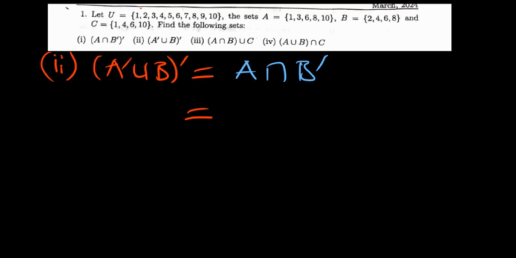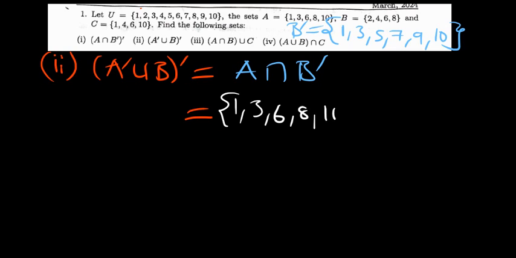But anyway, for now, let's use the same move. Now that we've simplified, we have A intersection B complement. We already have our A. Let's first find our B complement, which we did in the previous question. We removed 2, 4, 6, and 8 from the universal set. What remained was 1, 3, 5, 7, 9, and 10. So that is B complement. Now we're trying to find the intersection with A. In A we have 1, 3, 6, 8, and 10. We intersect this with B complement, which is 1, 3, 5, 7, 9, and 10.